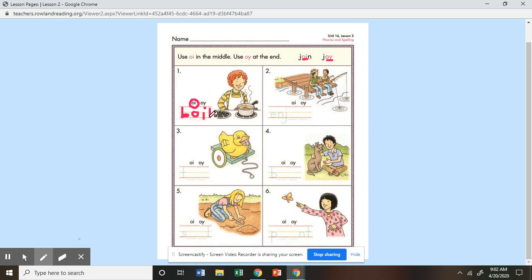I'm going to let you do the rest of this page on your own. Just be careful. If it's at the end of the word, it's going to end with O-Y. If you forget that rule, look up to the top to remember. O-I goes in the beginning or the middle. O-Y goes at the end. Pause the video to do that page now.